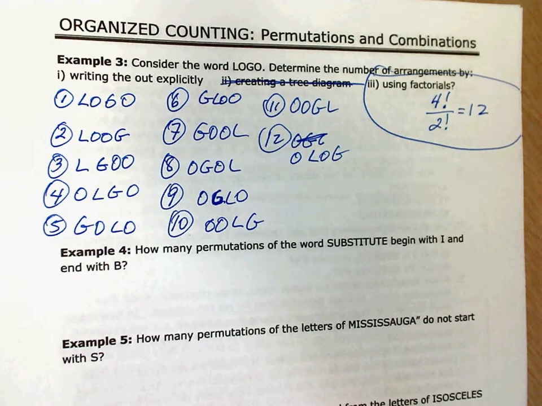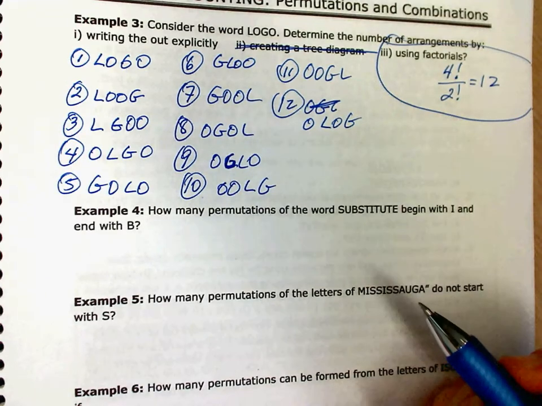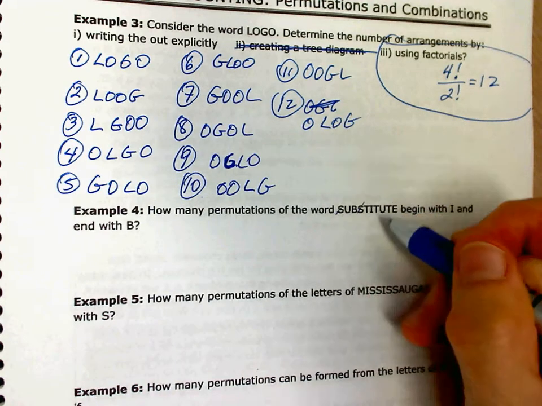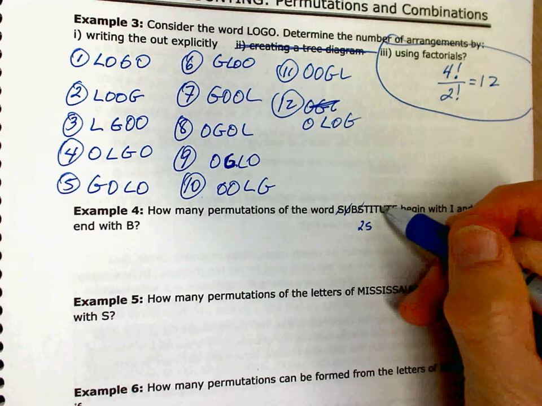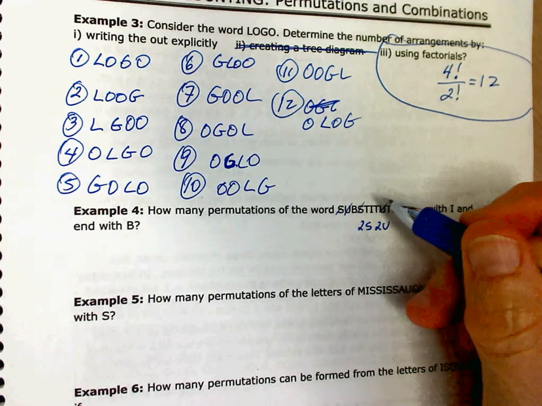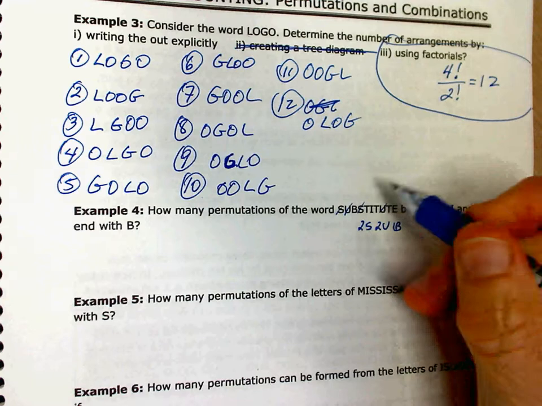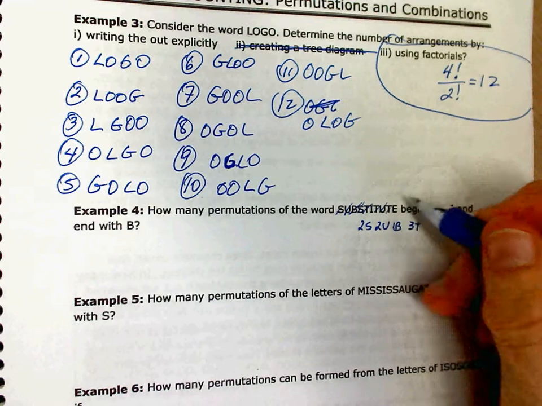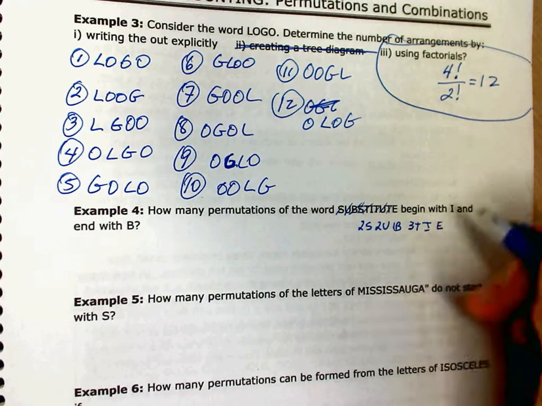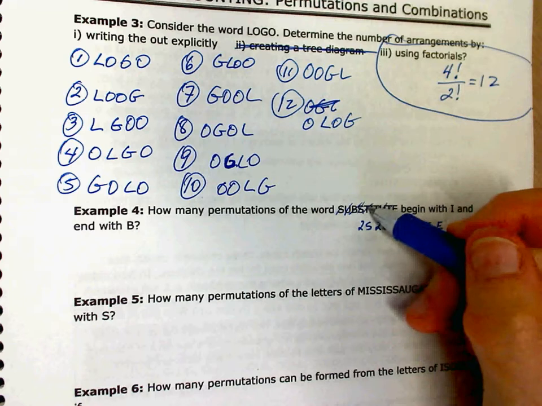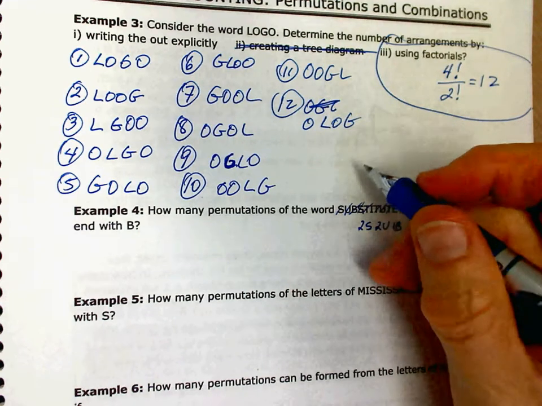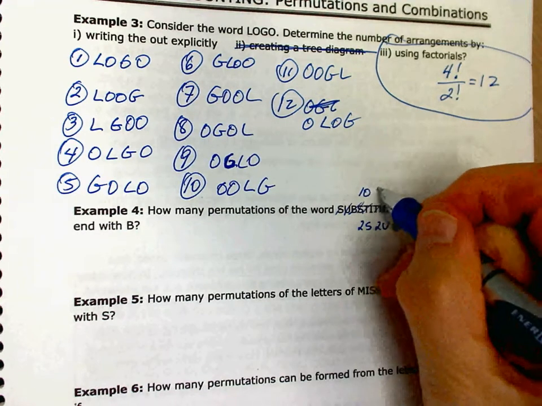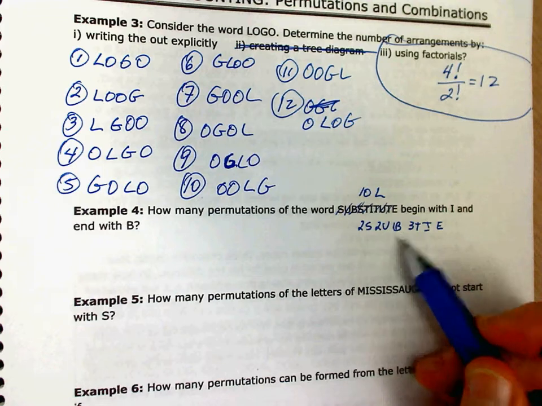Okay, number 4. We have 2 S's, 2 U's, 1 B, 3 T's, 1 I, and 1 E. So 1, 2, 3, 4, 5, 6, 7, 8, 9, 10 letters, of which we have 2 S's, 2 U's, 1 B, 3 T's, 1 E.